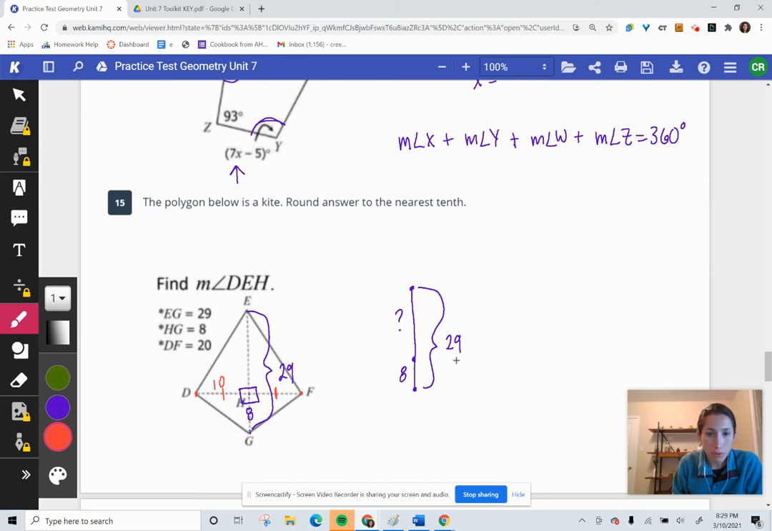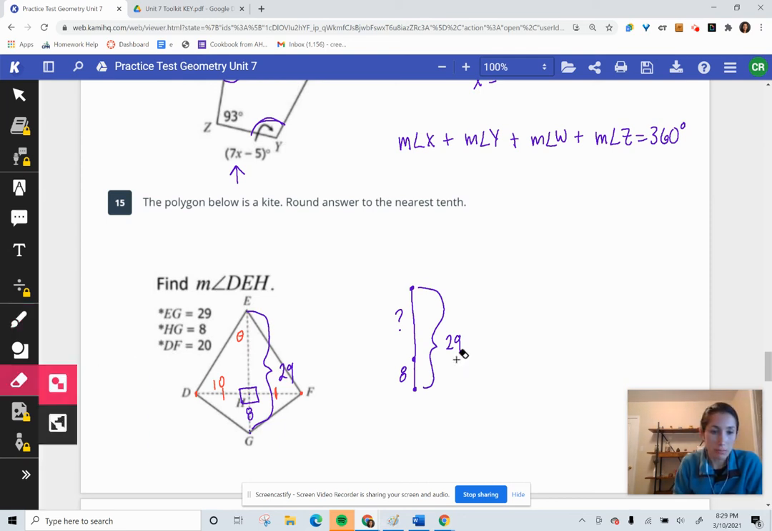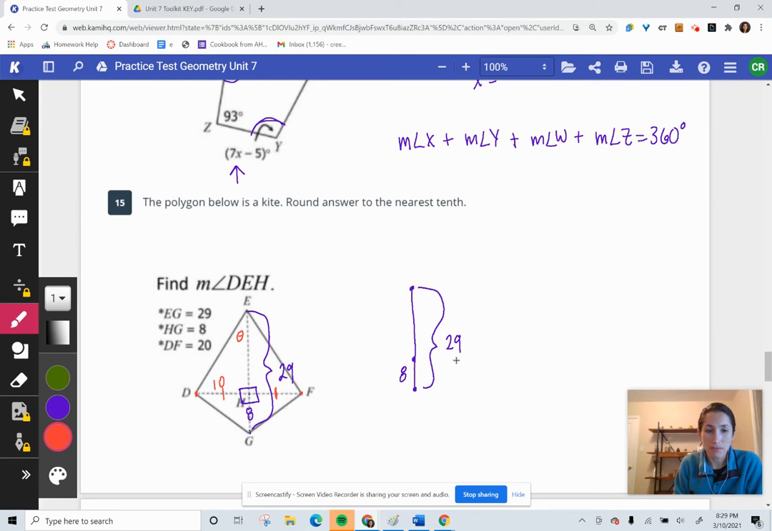And what we're looking for is an angle measure, okay? So in order to solve for that angle measure, DEH, that's this one here, we are going to need another piece in this triangle, because we're going to use an inverse sine, cosine, or tangent ratio. Okay, so first thing is finding this missing piece using segment subtraction: 29 minus 8 should give us 21. So I'm going to put a 21 here.